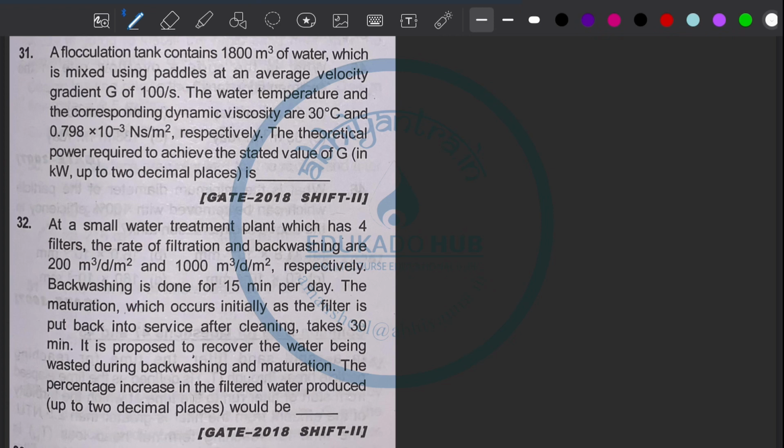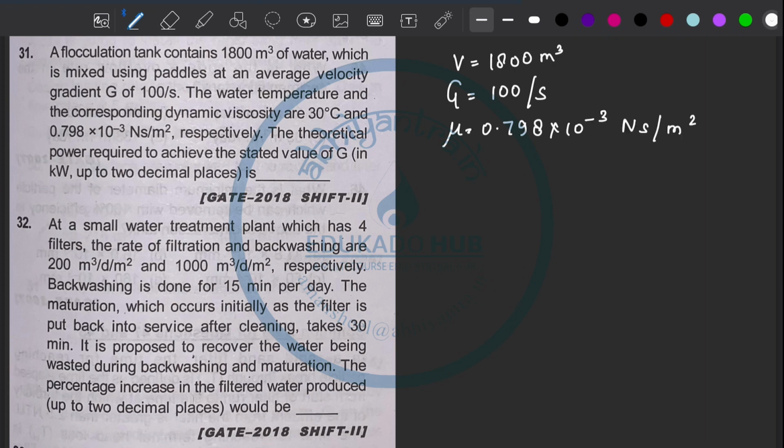Okay, let's first of all write what's given. Volume 1800 meter cube. Value of G is 100 per second, and the viscosity, that is dynamic viscosity, is 0.798 into 10 to the power minus 3. Now they want to know what is the value of power. So the formula is very simple. We know that G is equal to under root P upon mu V.